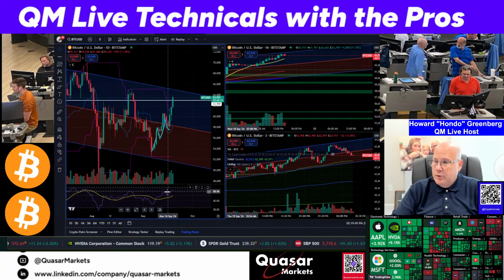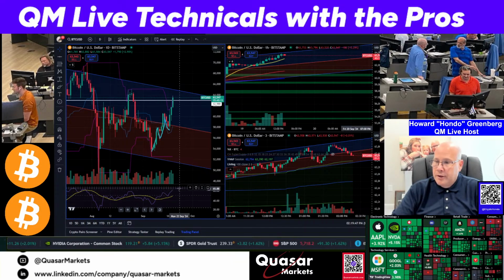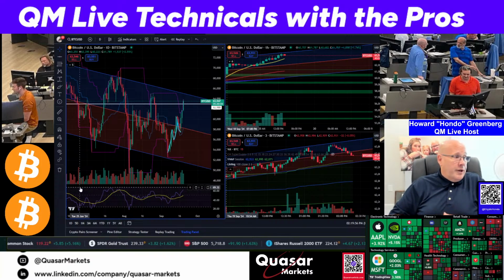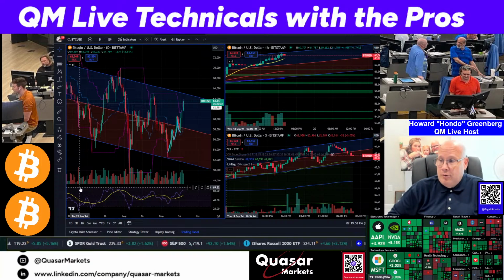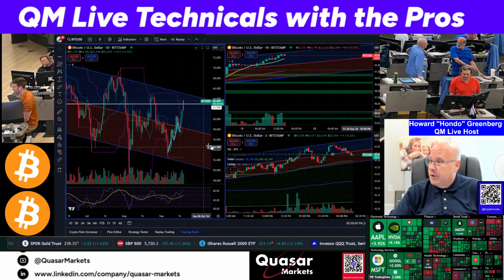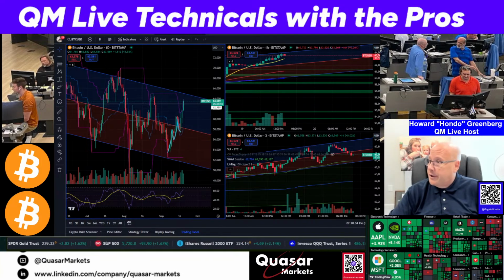RSI is starting to move up here on the daily. With Bitcoin, though, it doesn't care about RSI very much. It will continue to ride up. So, definitely something to keep in mind. Bitcoin doesn't care about RSI as much as others do. But everything looking nice here.